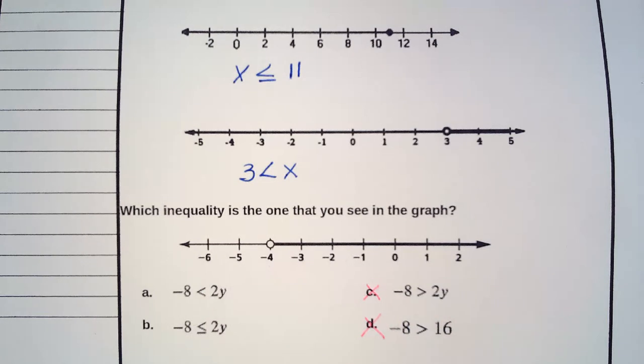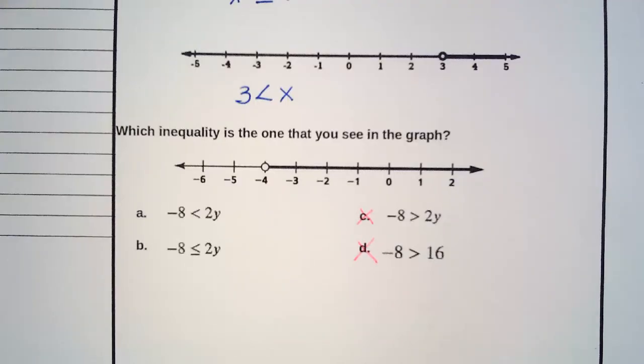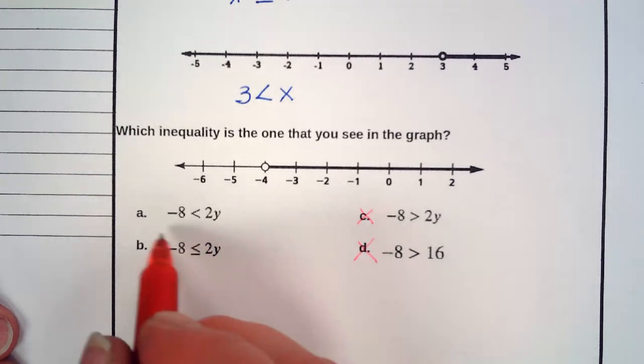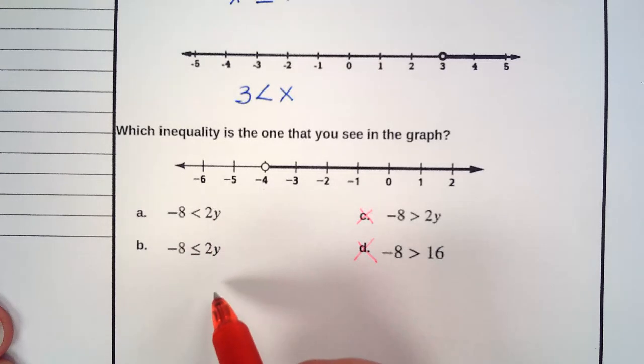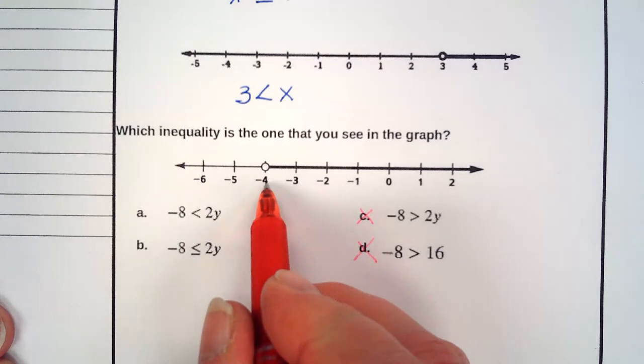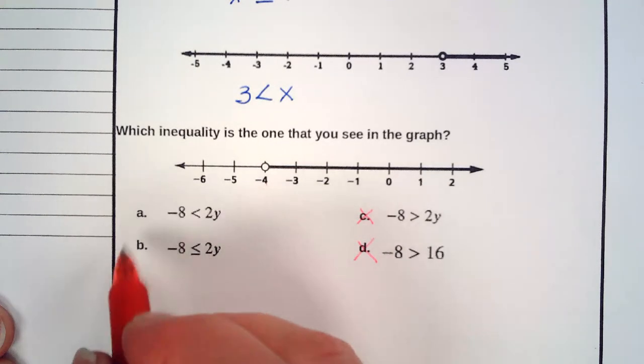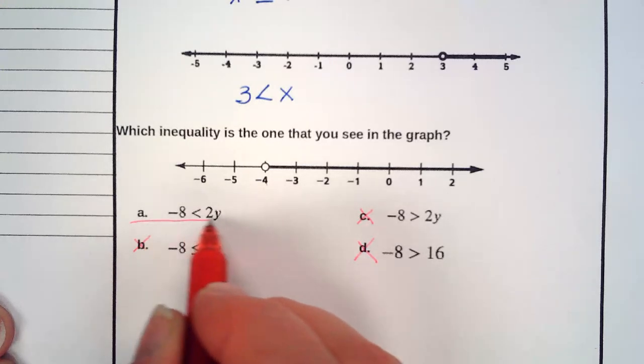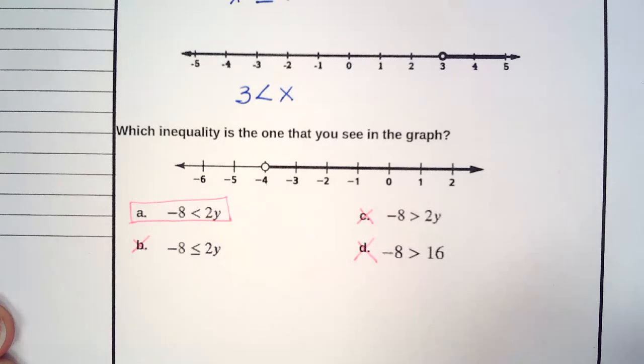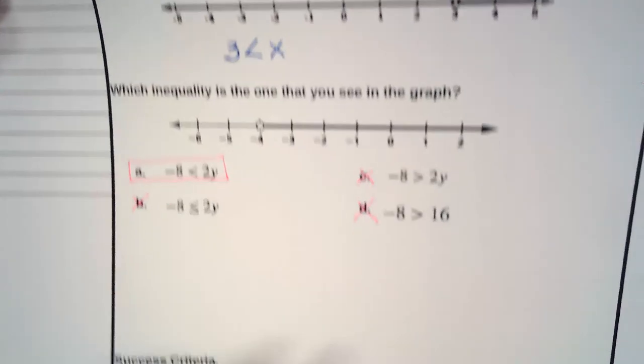So now I'm going to simplify. Well, do I even have to do that? I've got an open circle. Which one shows an open circle? The open circle is simply less than, and we're done. So think it out. That type of problem you can think about.